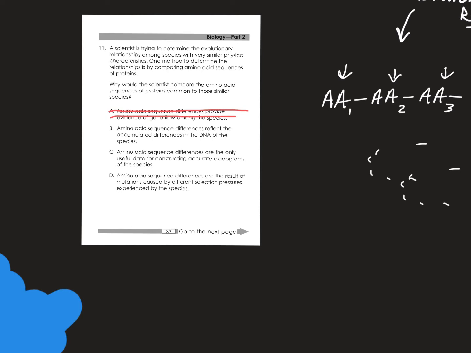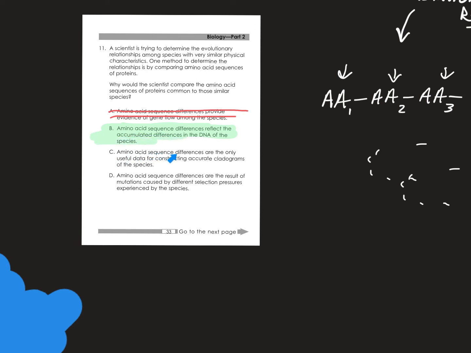That's why A was wrong. Amino acid sequence differences reflect the accumulated differences of DNA of a species over time. Accumulated suggests over time, and that's correct. So that's the correct answer. But I'm going to read all of them because I don't know. Maybe there's a better answer. So let's go ahead and read the rest.